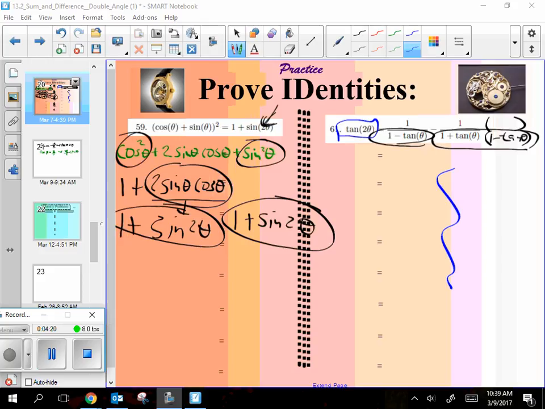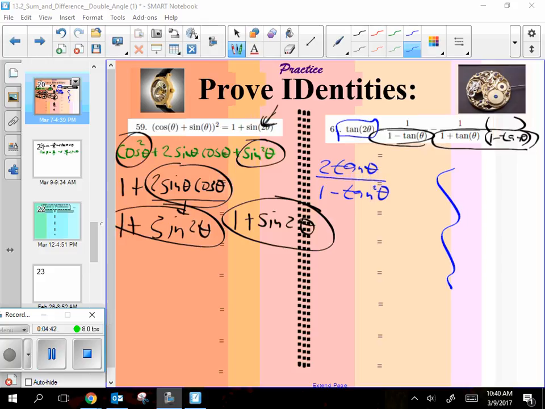Ask a random person to read it to me. Find tangent of 2 theta. All right, it's row 6, last person. What is it? 2 tangent theta over 1 minus tangent squared theta.